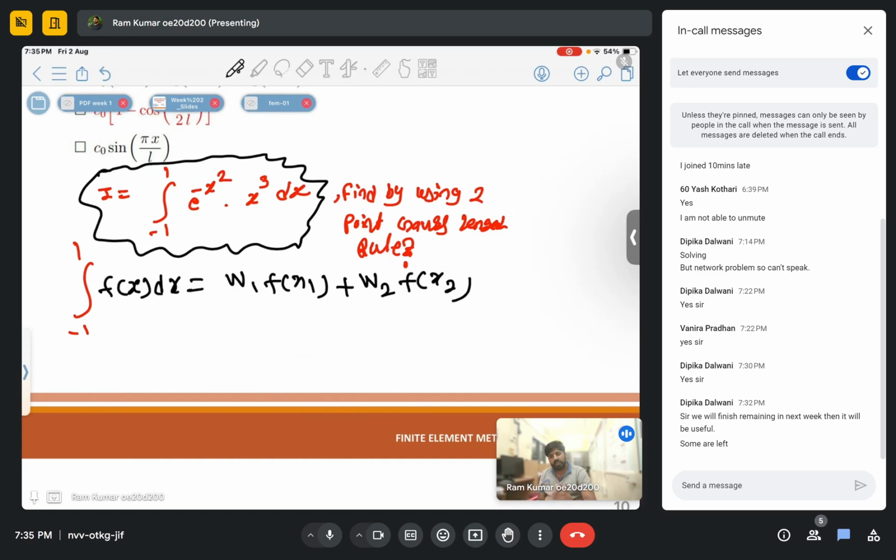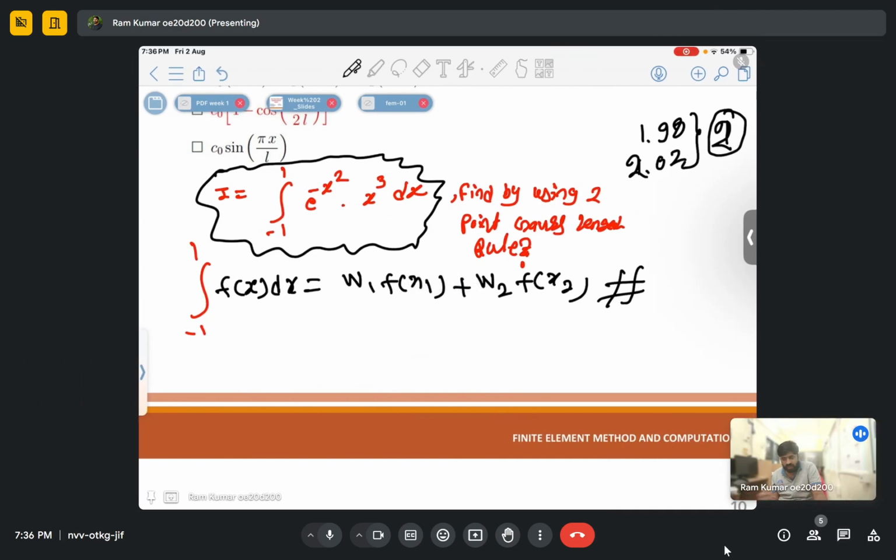That answer will not be exact, but it will be nearby. For example, if I say 1.98, 1.02, we can say both are nearly 1. Or 2.02, so we can say both are nearly 2. So these are approximations. By using this method, you will find the approximate value of the integration, not the exact one. Sometimes it can be the exact value, but normally this is not going to happen.